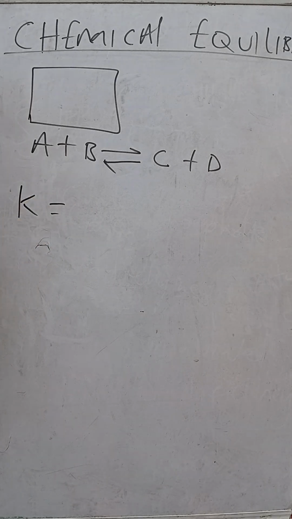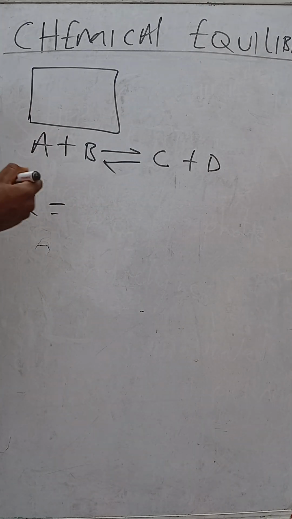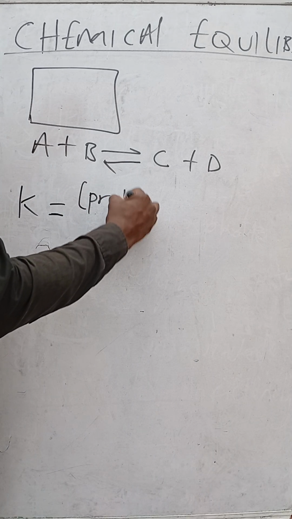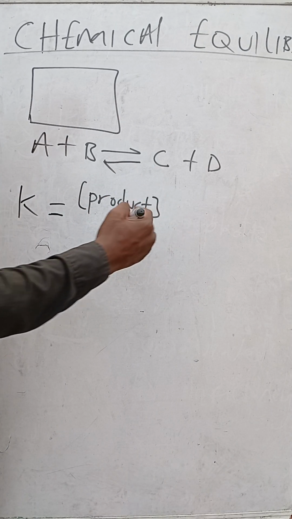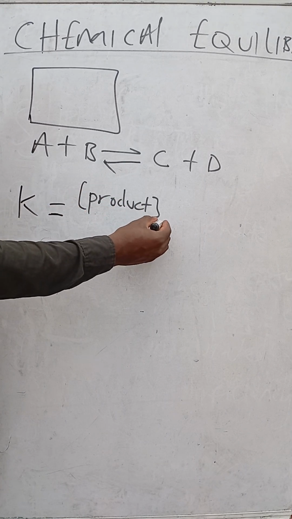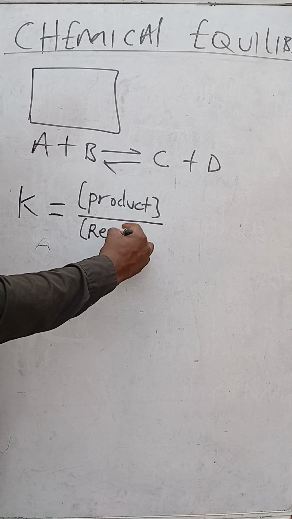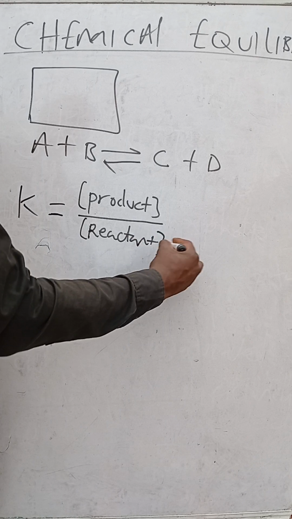Now, for those of us writing UTME, if for instance I want to write the equilibrium constant of this equilibrium reaction, especially the equilibrium constant of the forward reaction, it is usually the concentration of products, not just the concentration, the active masses of products over the active masses of reactants. All these were proved with the Guldberg and Waage law.